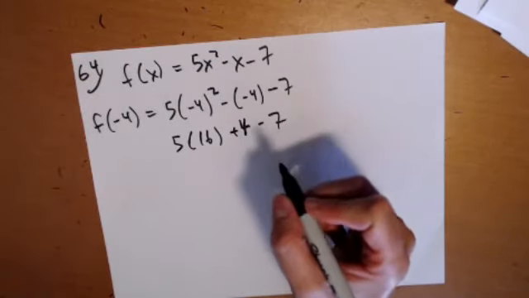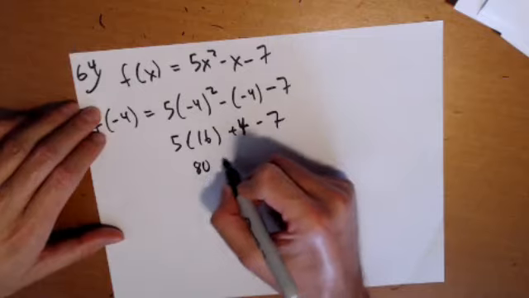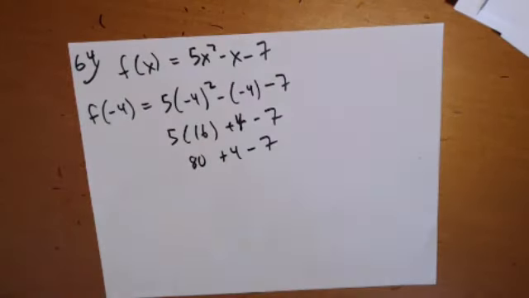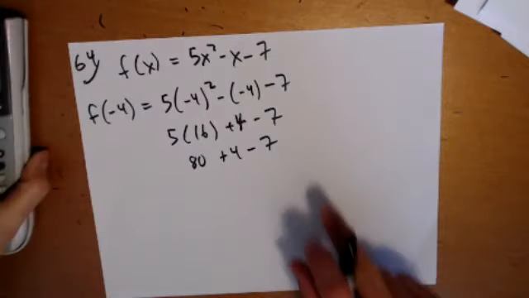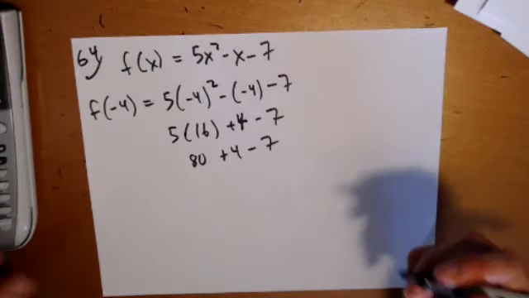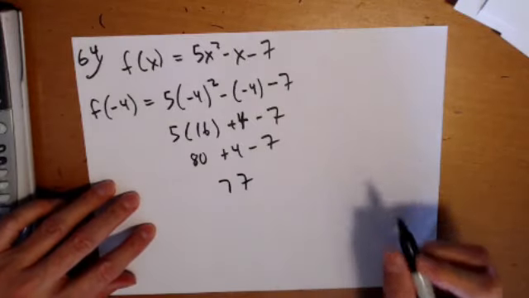5 times 16 is 80. Plus a 4 minus a 7. 84 minus 7. Oh my god, how sad. I'm going to use my calculator because I'm tired. 84 minus 7 is 77. Whew.